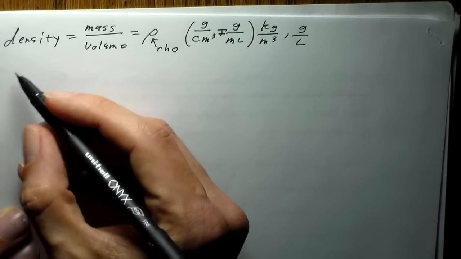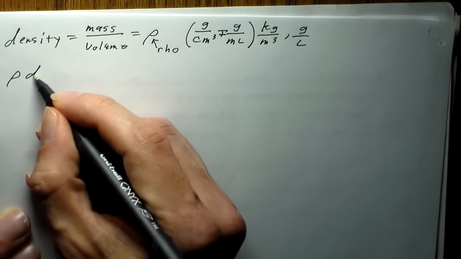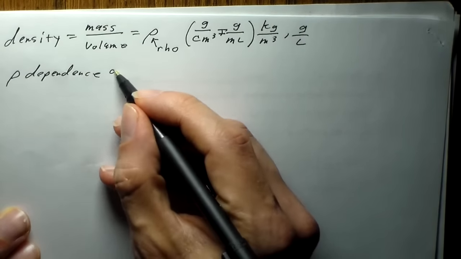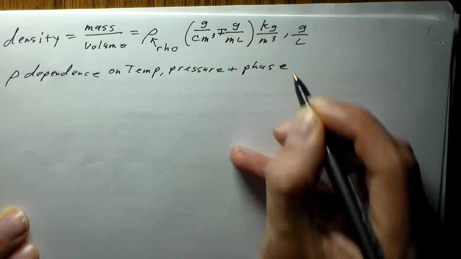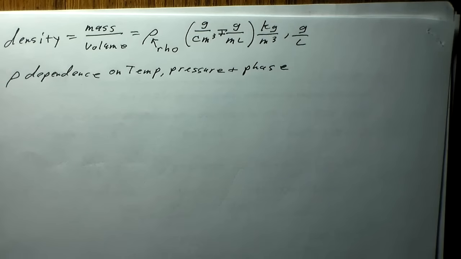Next up, the density has a dependence on temperature, pressure, and the phase. So if you're dealing with a liquid, a solid, or a gas, the densities are going to be very different. You have to make sure exactly what phase you're dealing with.